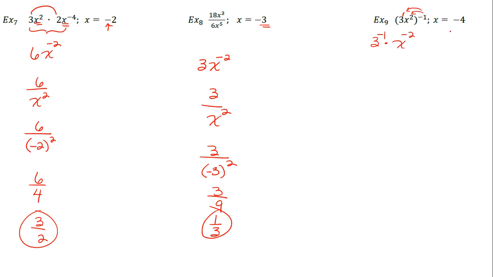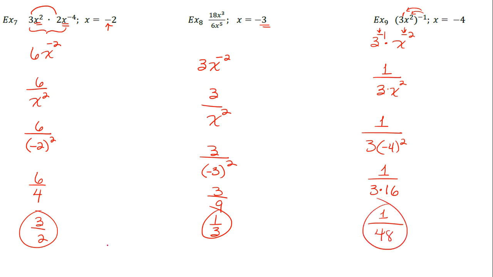Before I substitute in the -4 for x, I am going to clear up these negative exponents. So both of these factors need to be moved to the denominator. So I have 3 raised to the +1 now times x raised to the +2. Now we can substitute in -4 for x. -4 times -4 is 16. And then 3 times 16 is 48. So we have 1 over 48.